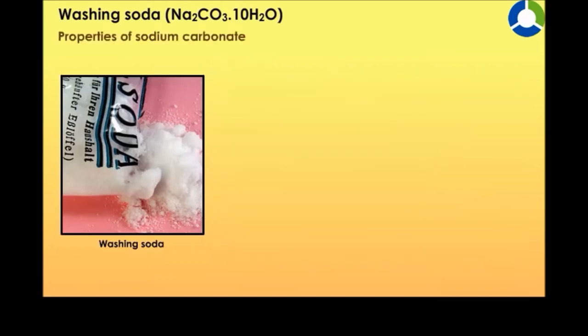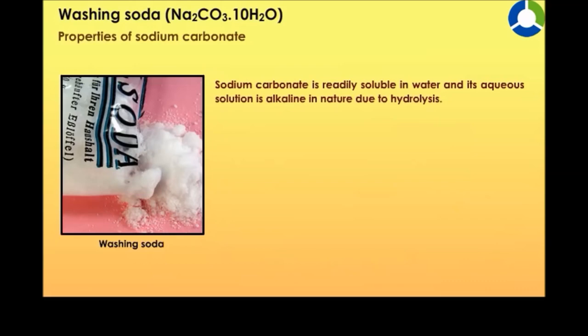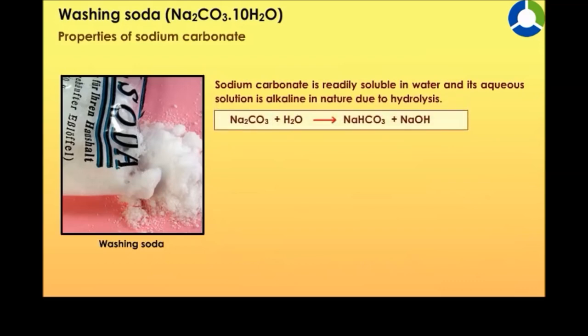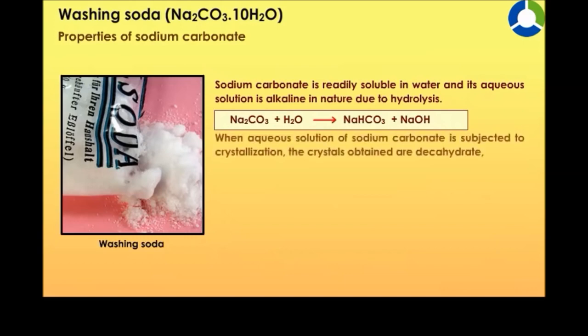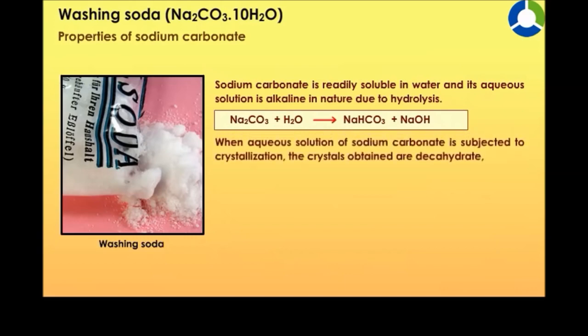Properties of sodium carbonate. Sodium carbonate is readily soluble in water and its aqueous solution is alkaline in nature due to hydrolysis. Sodium carbonate Na2CO3 plus water H2O gives NaHCO3, sodium hydrogen carbonate, plus sodium hydroxide NaOH. Sodium carbonate combines with water to give sodium hydrogen carbonate and sodium hydroxide.